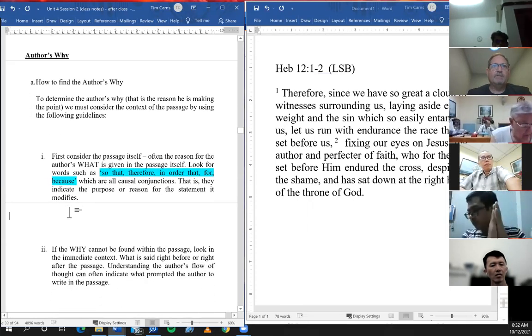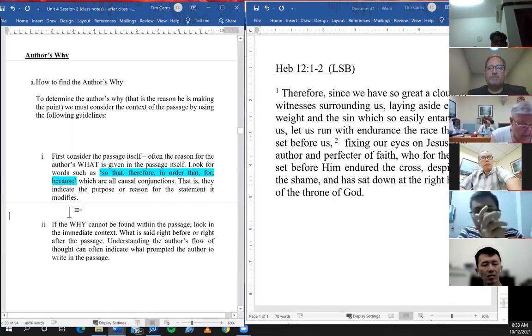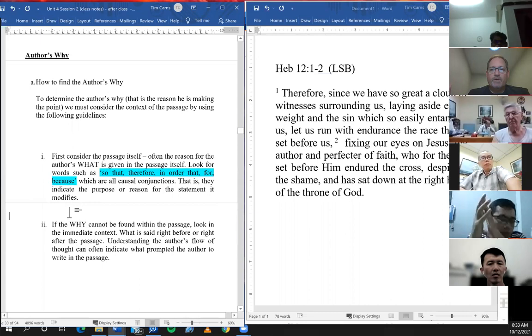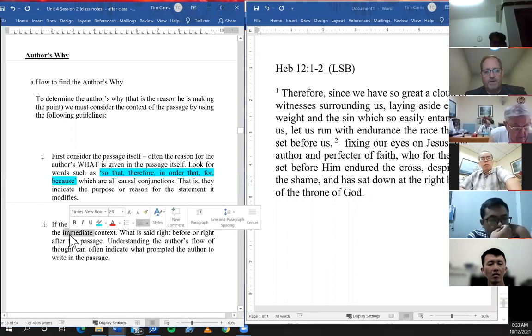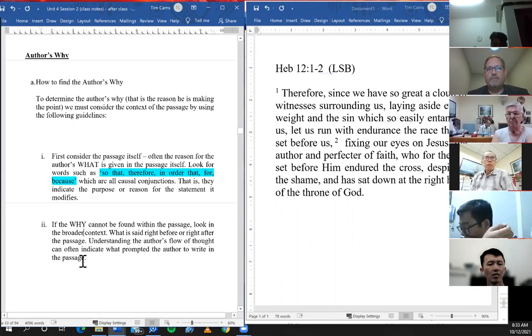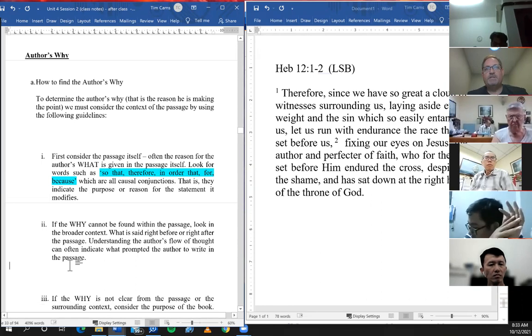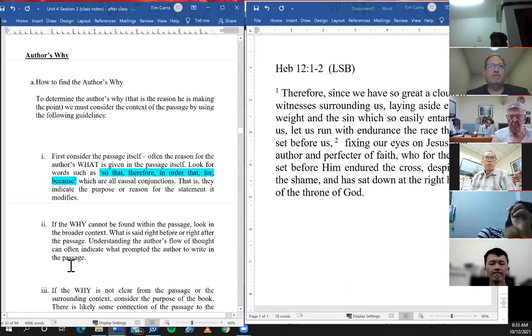The second level is, sometimes the author gives us the why, the reason for his statement, somewhere in the surrounding context, in the broader context of the passage. So maybe something he says right after, or something he says right before. That can be found in the author's flow of thought. And I'm going to show you next week how we see that from this passage in Hebrews.